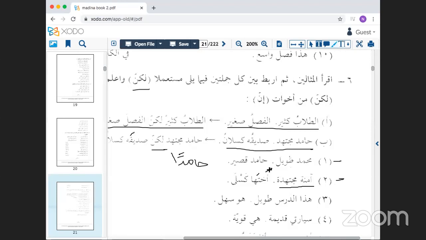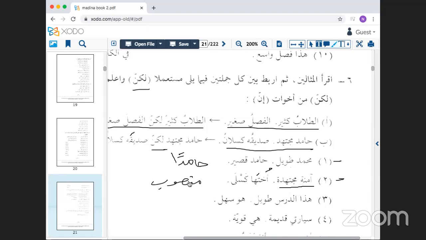Ukhtiha. You said ukhtuha and you said ukhtiha. Why not ukhtaha? Okay, ukhtaha, because it came directly after lakinna. And after lakinna, it's going to be ismu lakinna. And ismu lakinna is mansub. Ismu lakinna is mansub, and mansub means a fatha.